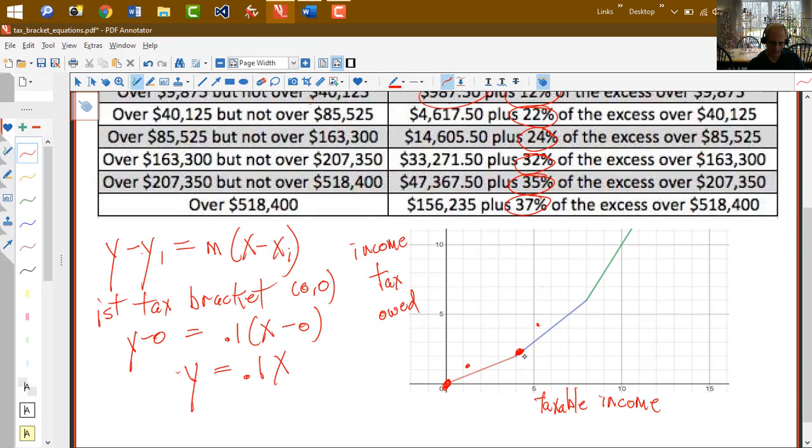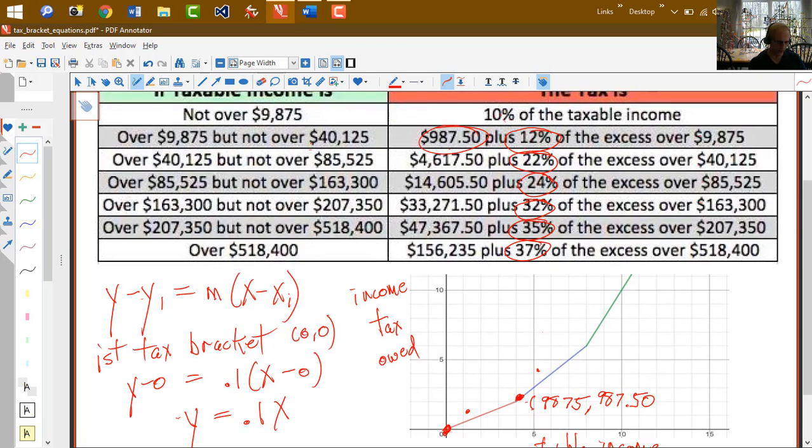So this point right here, if you look at the tax table, has to have coordinates of a taxable income of 9,875, and we pay 987.50. So it turns out that our x1 and y1 are actually this. That's my x1 for the tax bracket. And then, let me see.